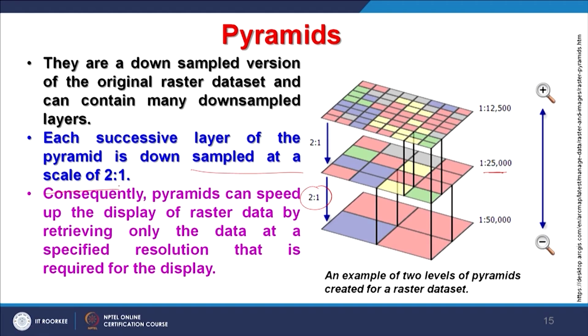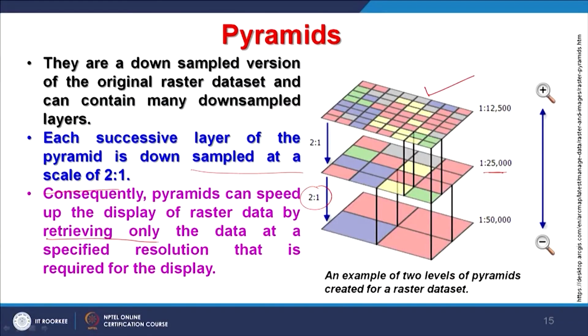And then consequently pyramids can speed up the display. The original image is this one. Remember this thing: the original image is at the top. Then the rest of these layers are constructed when you go for construction of the pyramid. And not really layers are stored in the system, just the codes are stored, and that is why it becomes faster. So consequently the pyramids can speed up the display of raster data by retrieving only the data at a specified resolution that is required for the display. So layer by layer the data keeps coming on your screen as per your requirements.